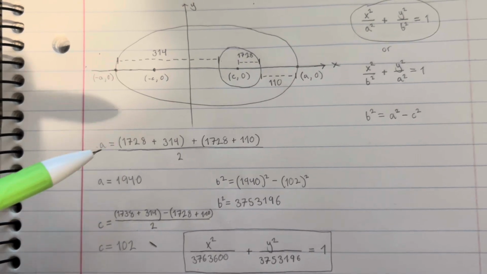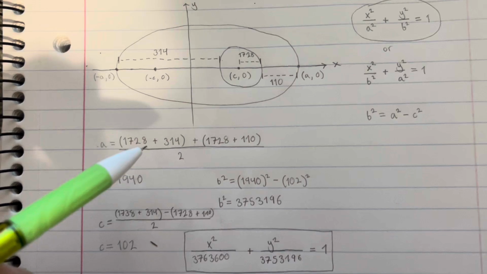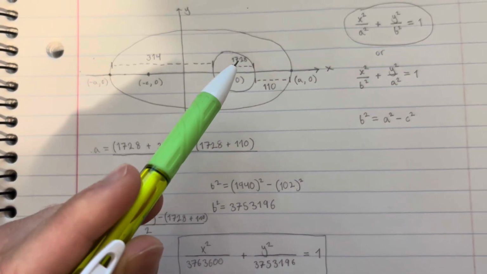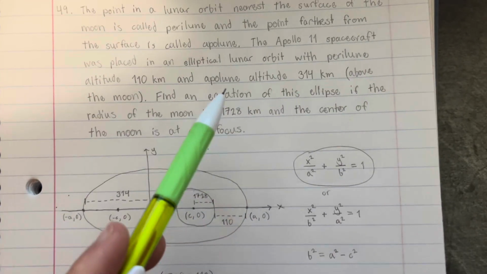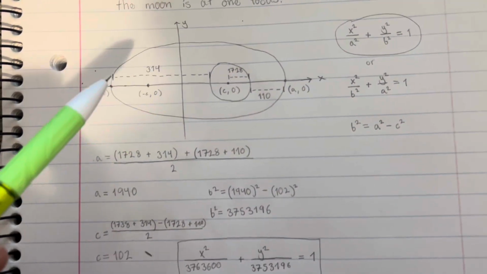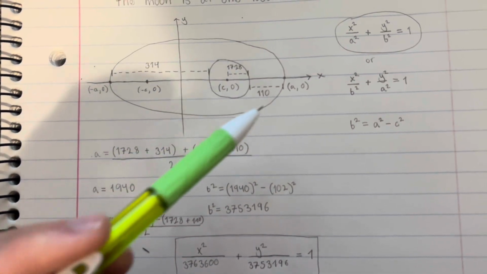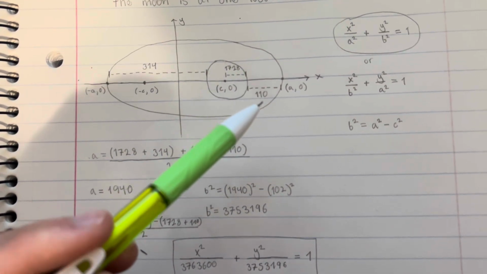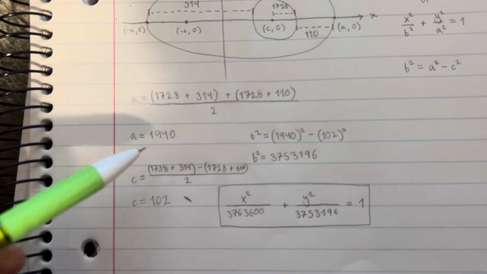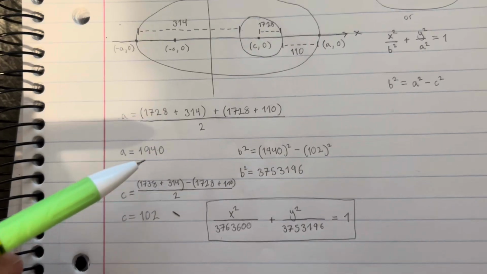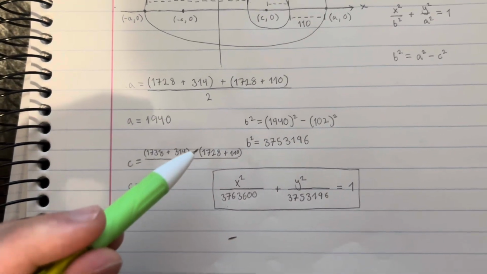And what we want to do first is find the value of a, which we can do by adding the radius of the moon with the apolune altitude of 314, and then adding the radius with the perilune altitude of 110, and then dividing both of them by 2, and then our a value is 1,940.